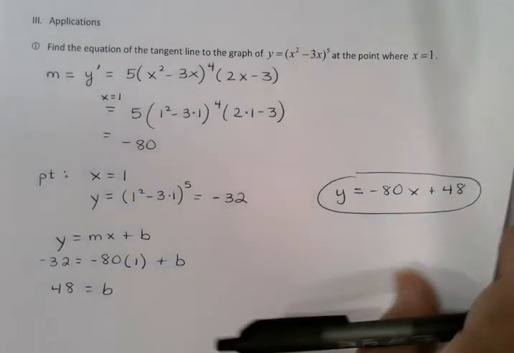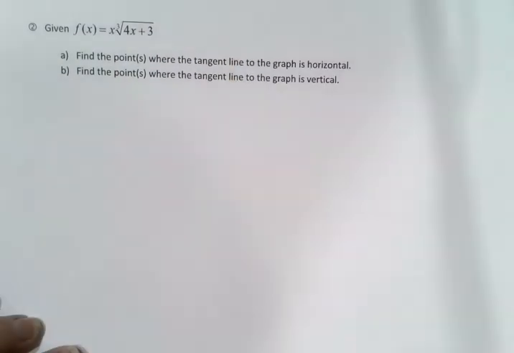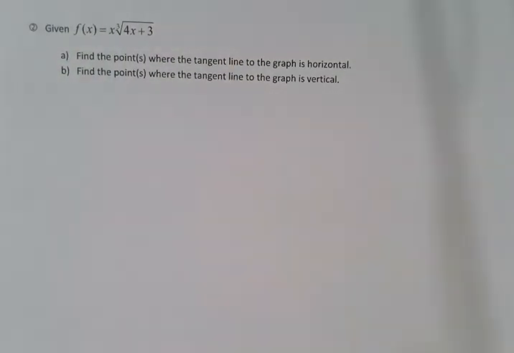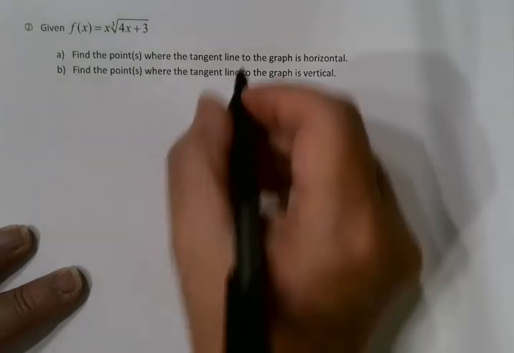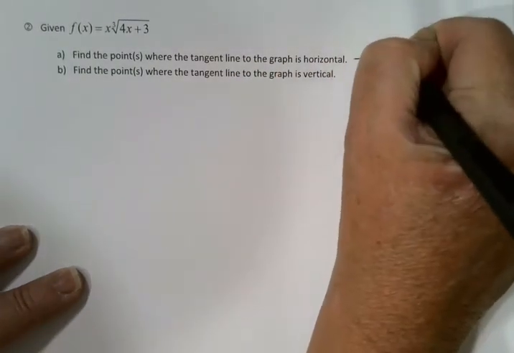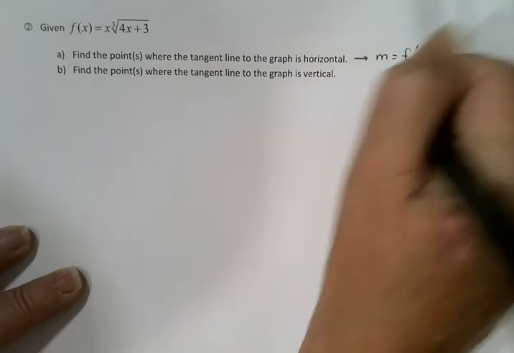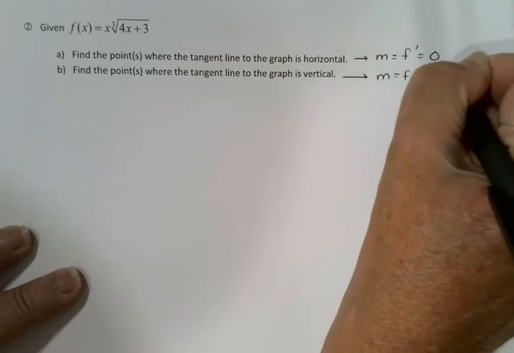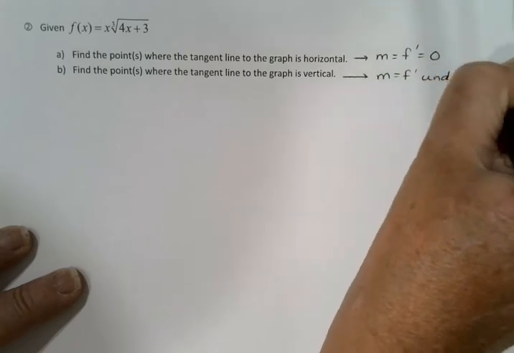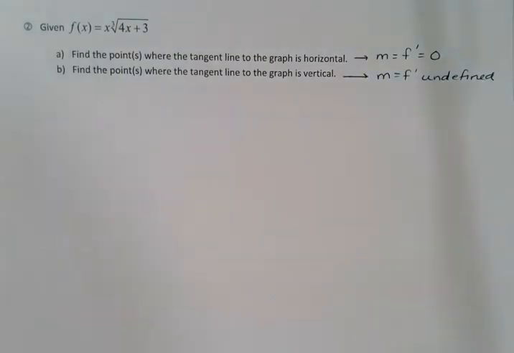All right, let's stick with that application of derivative as slope in problem 2. Here we've got a function given, and the first thing we'd like to know is where is the tangent line horizontal and where is the tangent line vertical. In both cases, we're going to need the derivative because for horizontal, the slope or derivative would be 0, and for vertical lines, the slope or derivative would be undefined. So either way, we need to know what the derivative is.